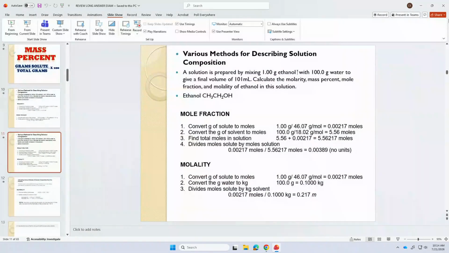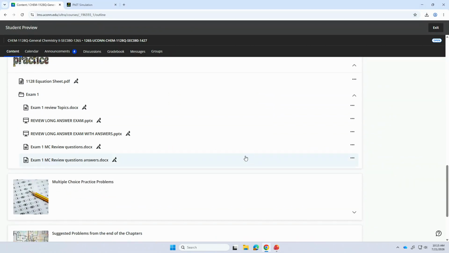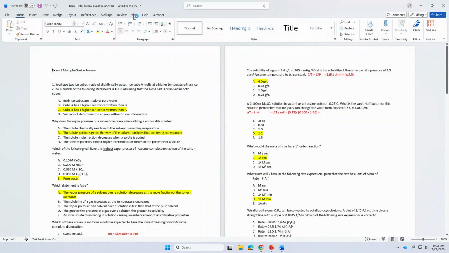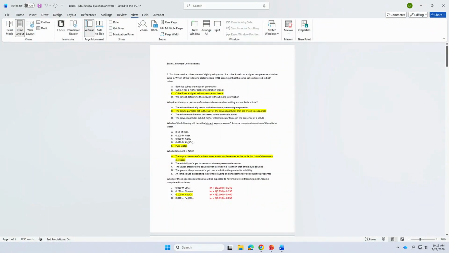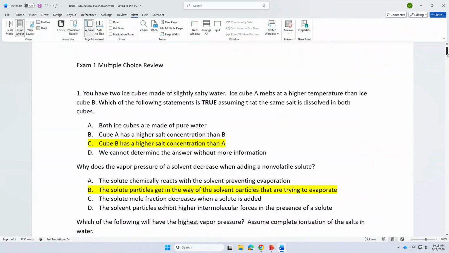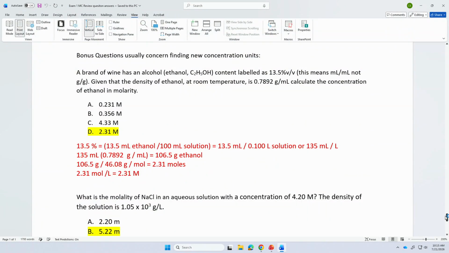Now, if we want to convert between one and the other, we need to know exactly what it is that we need for each one of those things. So in the multiple choice practice problems, in the bonus, it shows you for the first one, we're given volume to volume percent, milliliters to milliliters. It's given a density of the ethanol, and it wants to know molarity.